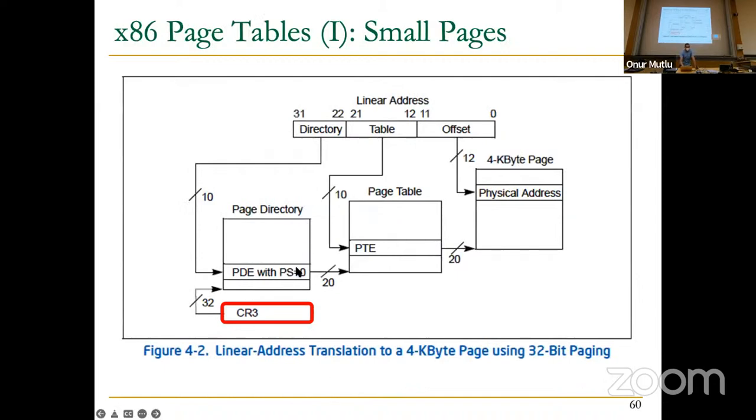Let's take a look at that. So we just showed this, but this adds just the numbers over here. You can see that this is 10 bits. This is also 10 bits, and this is 12 bits. Okay, then CR3 needs to be, again, physical, as we see.